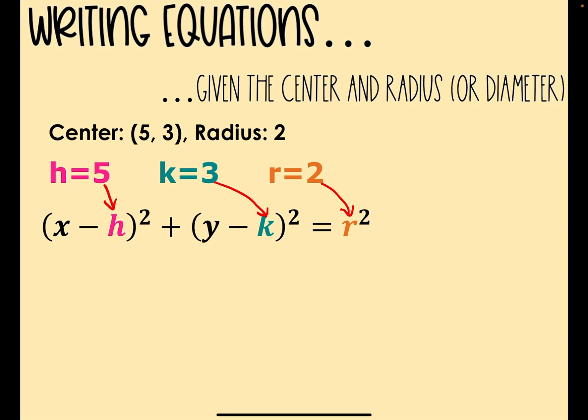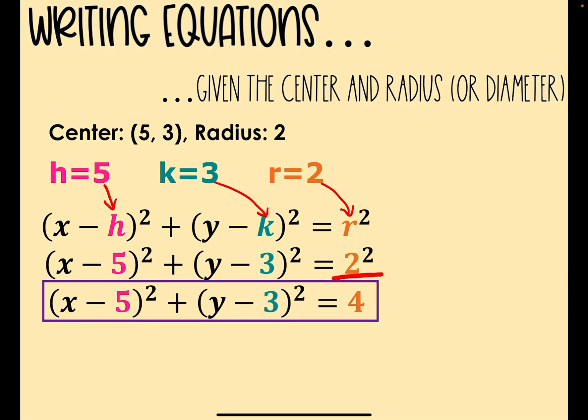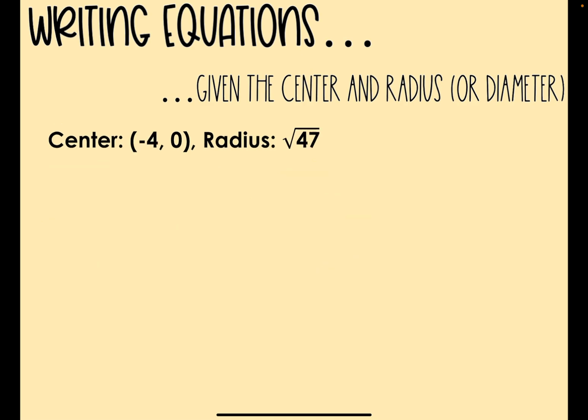Whatever makes you happy. So now it's going to become (x minus 5) squared plus (y minus 3) squared equals 2 squared. 2 squared is 4, so you cannot leave it like that because it is not in its simplest form, which means this right here would be your final answer. All right, so let's try another one.